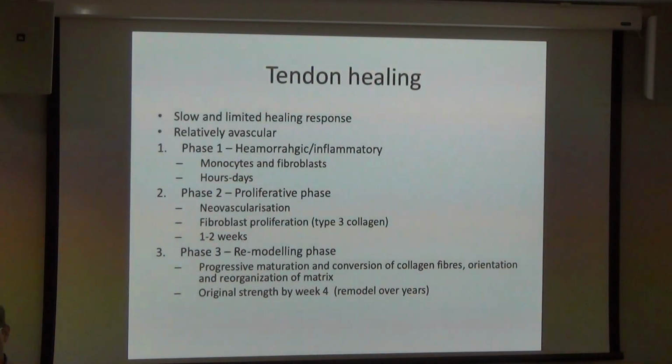Phase 2, you get the neovascularization, and the fibroblasts get switched on properly. So you turn the oven up now, and now type 3 collagen is being laid down maximally. And that happens quickly, 1 to 3 weeks. And then phase 3 is remodeling, and that starts at week 2, 3, 4, but goes on for years and years. You can go back into a wound a year later, and you still see some scar tissue within the tendon.